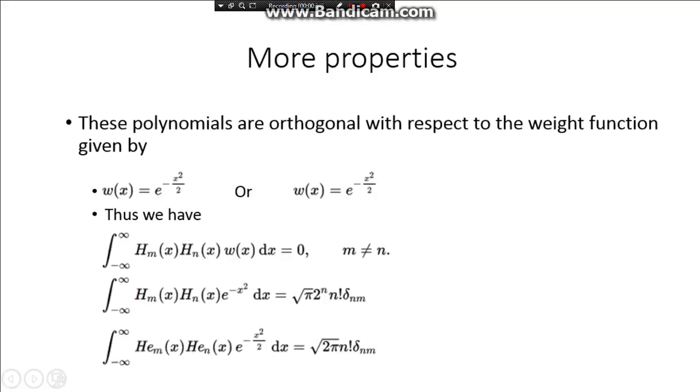The next property. The Hermite polynomials are orthogonal with respect to the weight function given by omega of x equal to e^(-x^2/2), or omega of x equal to e^(-x^2) for the physicist version. Thus, we have the integral from negative infinity to infinity of the mth Hermite polynomial of x times the nth Hermite polynomial of x times the weight function is equal to 0, where m is not equal to n, and we get the following two results.